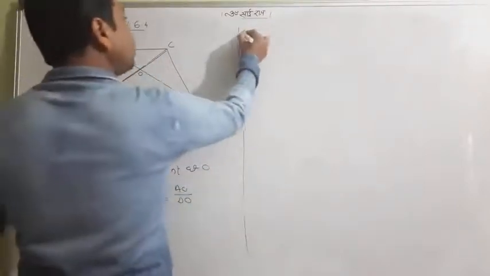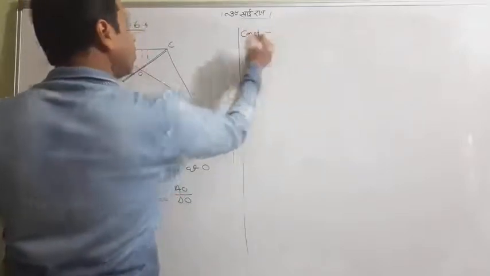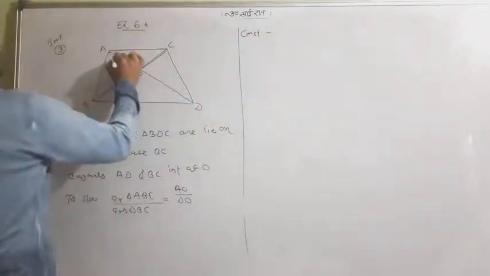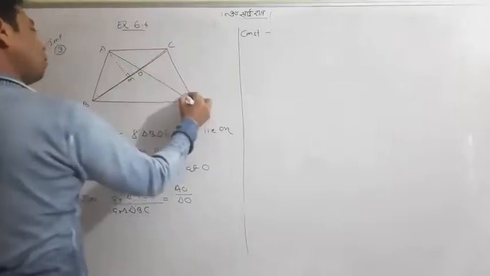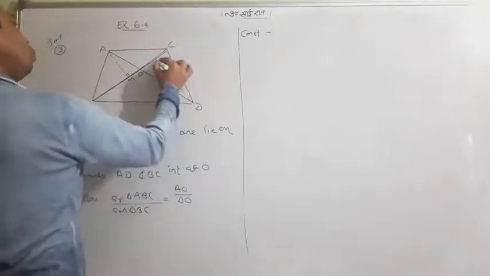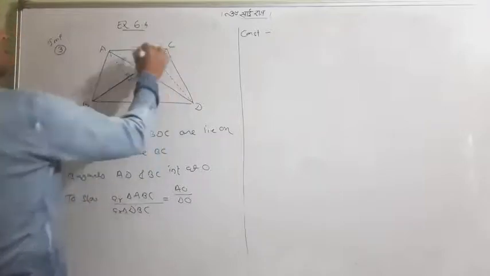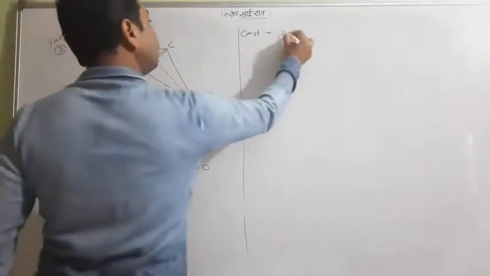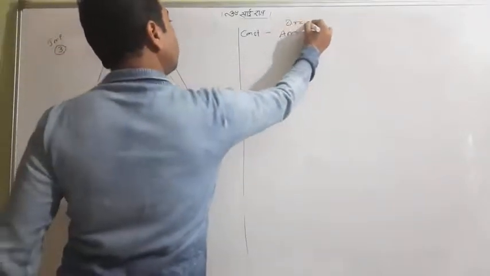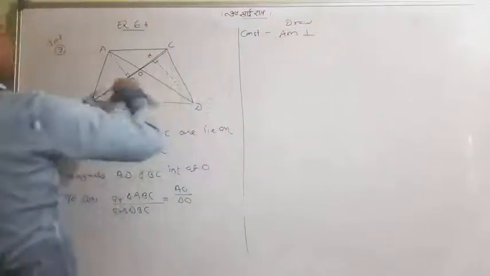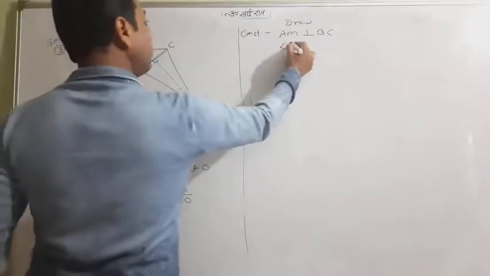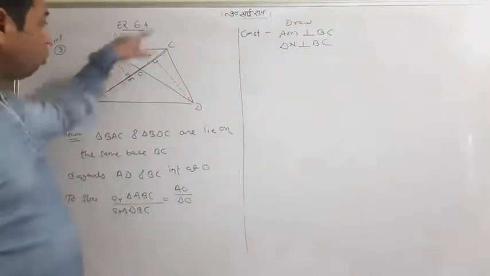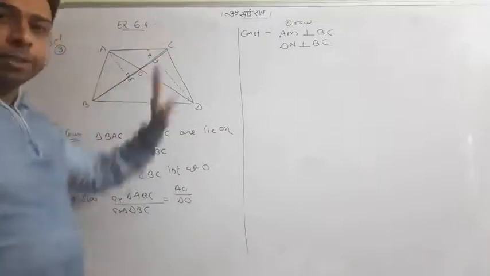So I do a little construction here. I first draw the perpendicular, and perpendicular. So two perpendiculars I have drawn. AM perpendicular to BC, and DN perpendicular to BC.